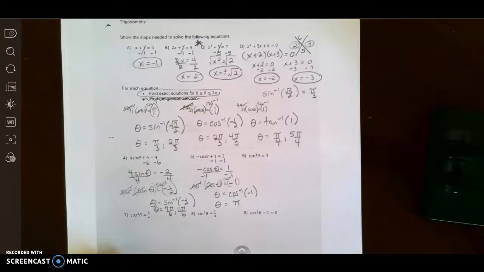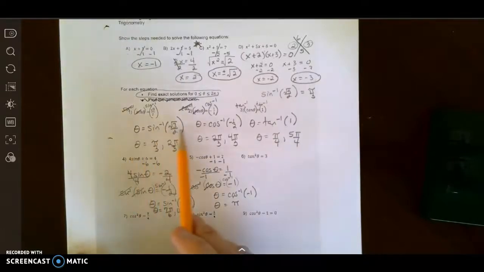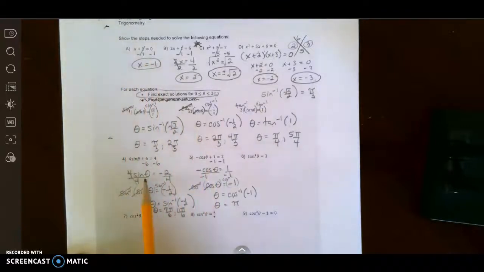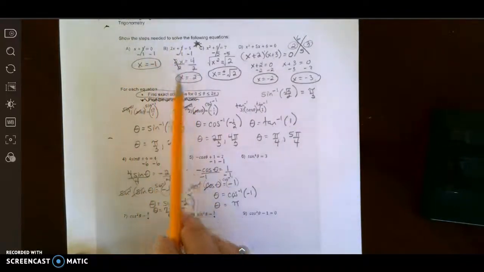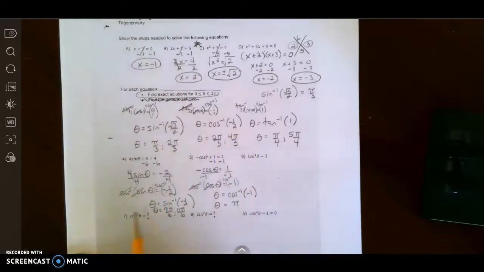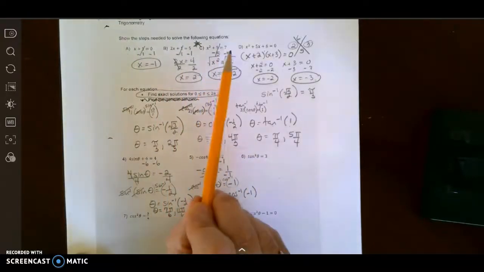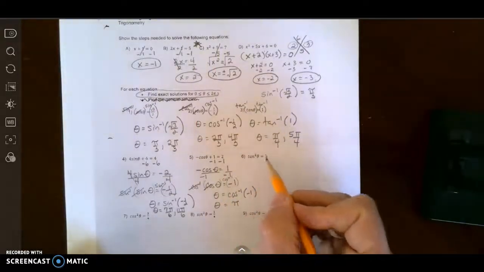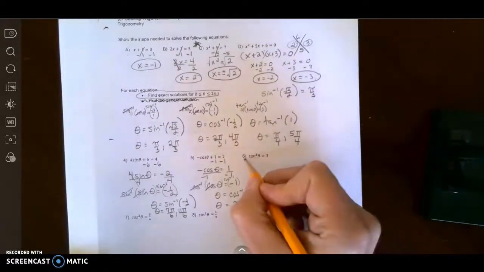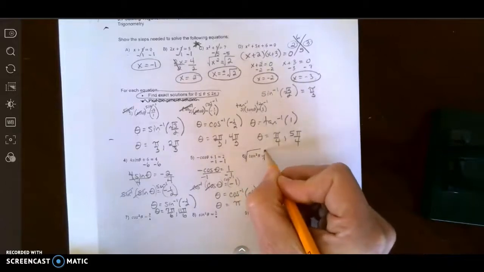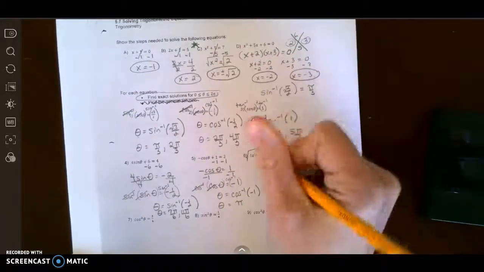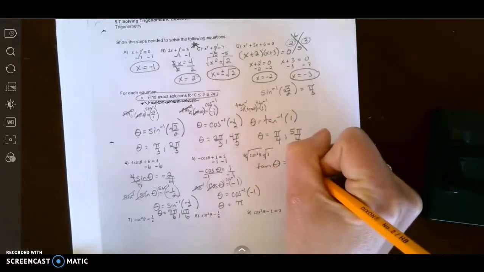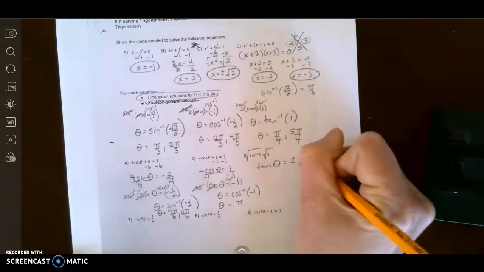All right, now we're moving on. So these three were kind of like our letter A up here. These two were like our letter B. These next couple are going to be like our letter C. All right, I've got tangent squared of theta equals 3. That means I've got to take the square root. Well, as soon as I take a square root, I have to remember that the tangent of theta equals plus or minus the square root of 3.